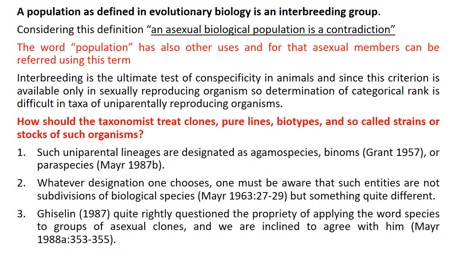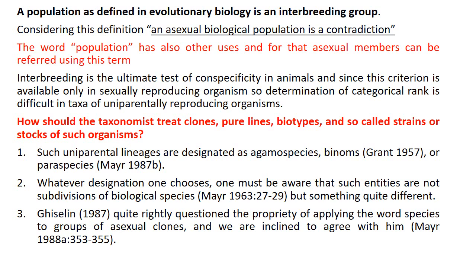What is the definition of a population? In evolutionary biology, a population is defined as an interbreeding group. Whenever we are considering an asexual biological population, this becomes a contradiction to its true and original definition. The word population in general terms has also other uses, and asexual members can be referred to using this term. Interbreeding is the ultimate test of conspecificity.